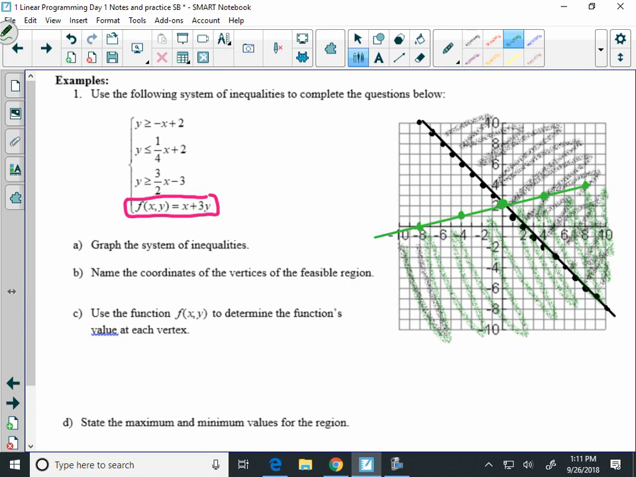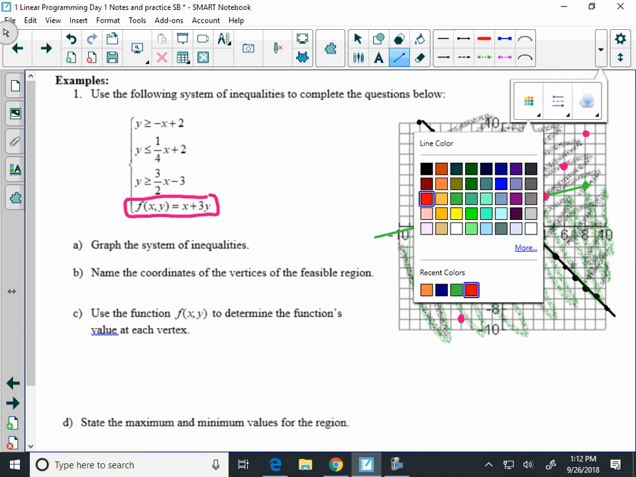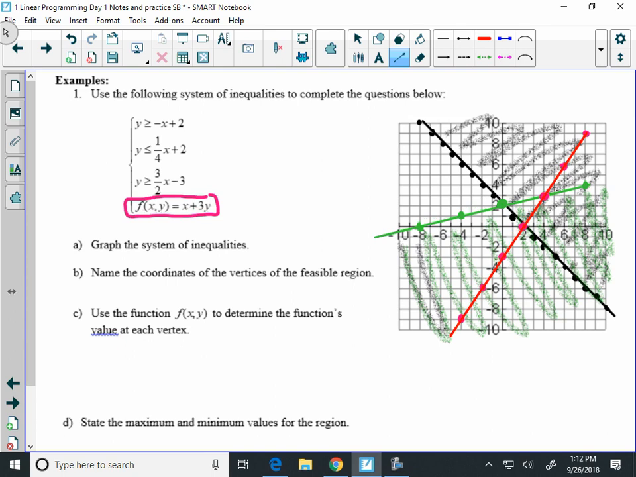Y is greater than or equal to 3 over 2x minus 3. Plot it very carefully. We're going to start at our y-intercept at -3, and our slope is up 3 over 2. Now you should notice as you're graphing this one that some of the points are going to intersect. That is exactly what you want to have happen. We want the points to cross so that we get a really nice region. Alright, so let me graph the last one here. Line. Alright. Go down like this.